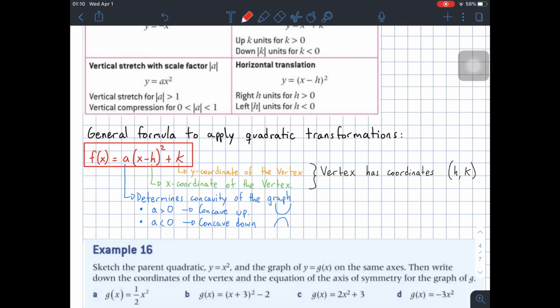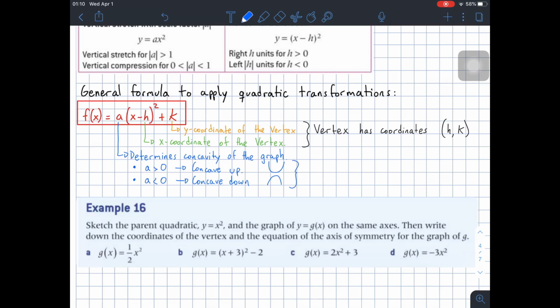And also, the value of A, I forgot to write that, I'm going to put in absolute value, determines the vertical stretch of the graph. Okay.